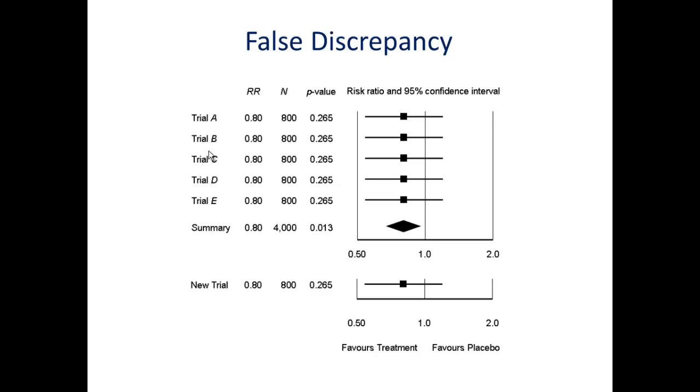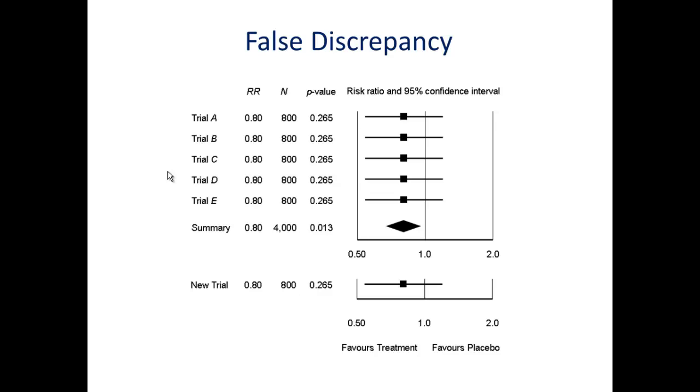If you go back to the first 5 trials that were included in the meta-analysis, each one of them has a sample size of 800. So not one of them, in this case, the null effect is over here. So none of them is statistically significant. Everyone has a p-value of 0.65 because of low power, but when we combine them and we have a sample size of 4,000, the p-value is 0.013. So the meta-analysis lets us conclude that the treatment is effective.